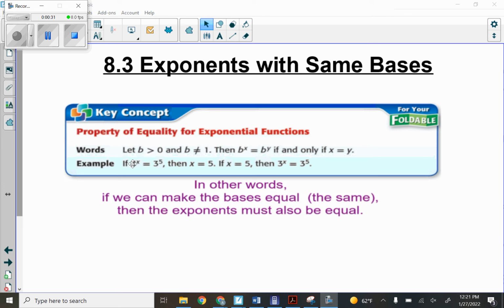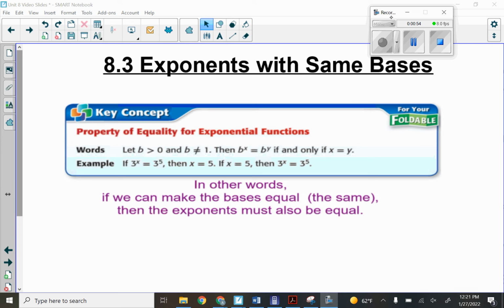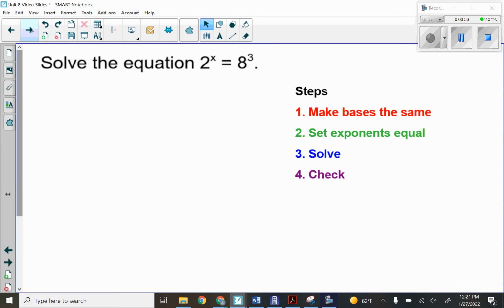So for example, if we have 3 to the x equals 3 to the 5th, that would mean x equals 5. And if x equals 5, then 3 to the x equals 3 to the 5th. So, in other words, if we can make the bases equal or the same, then the exponents must also be equal. So, let's take a look at our first example.